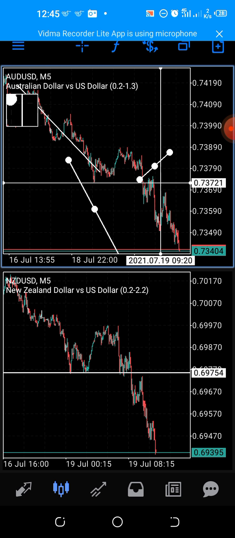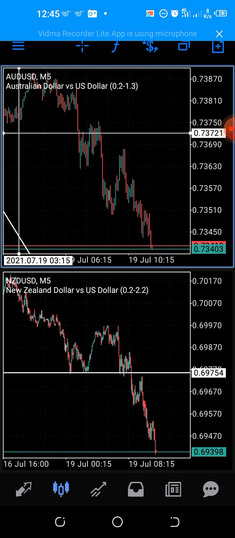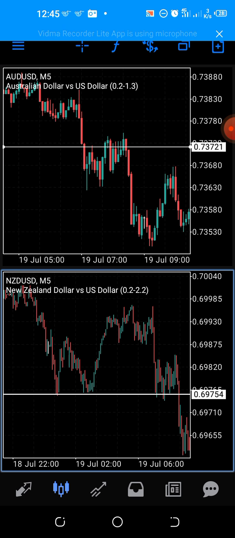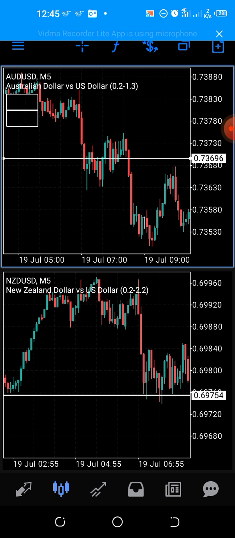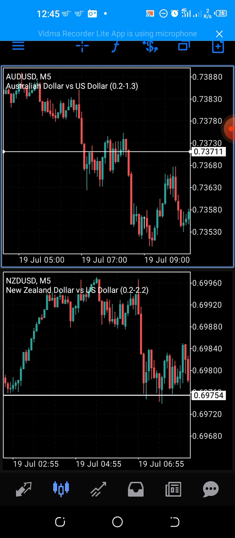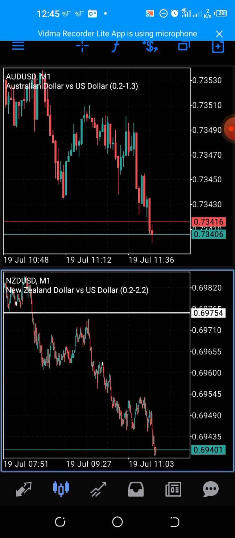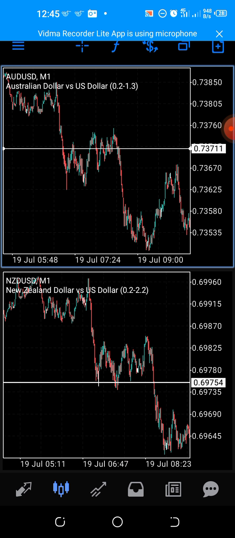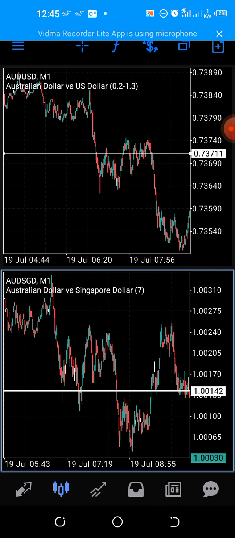Right now, at this point, if you zoom in, that was my entry. So my entry was around here, right? I just entered the trade. But if you want to be patient and wait, you could go back on the lower time frame, which is the 1 minute, and you could draw a comparison between the AUD USD and the AUD SGD, right?